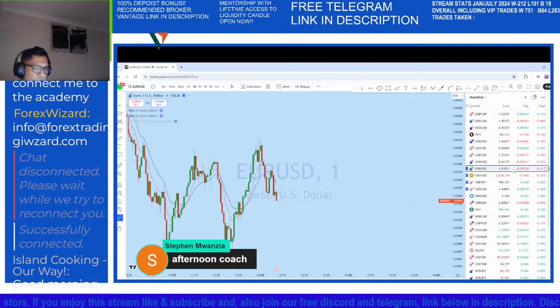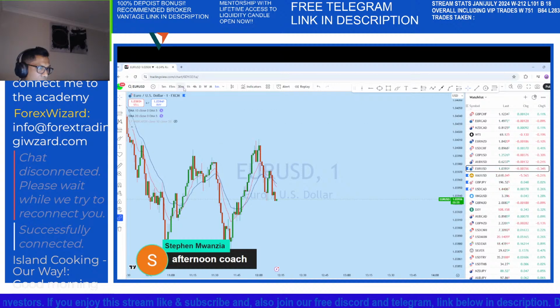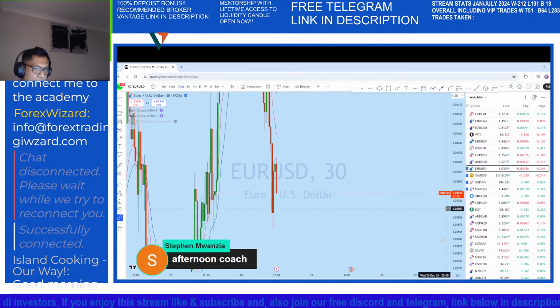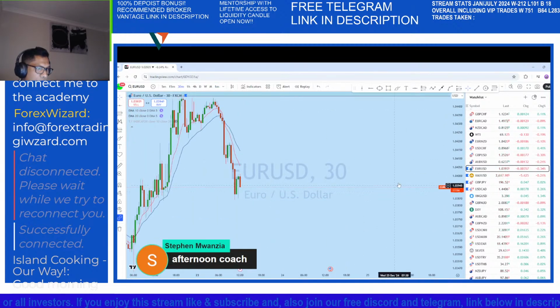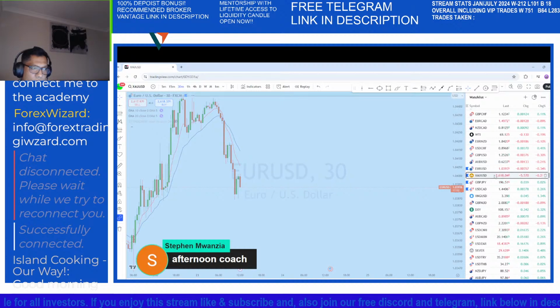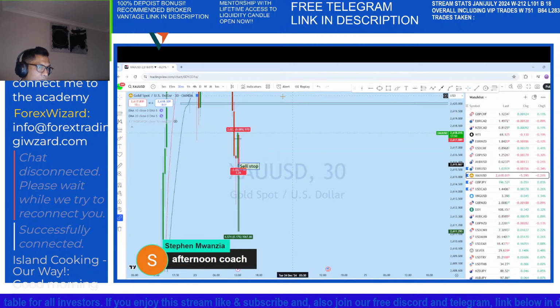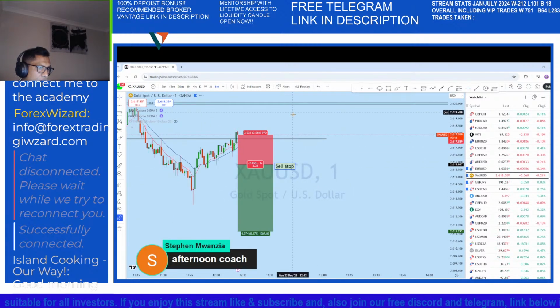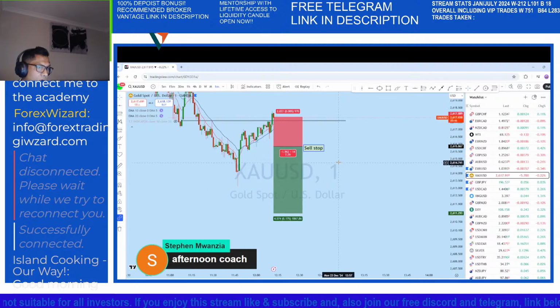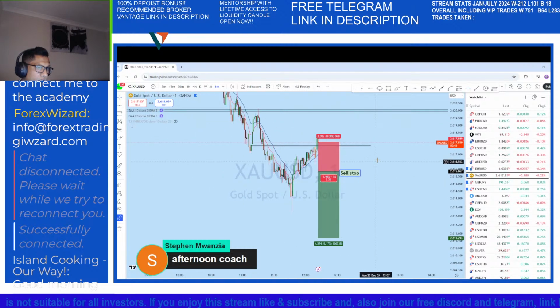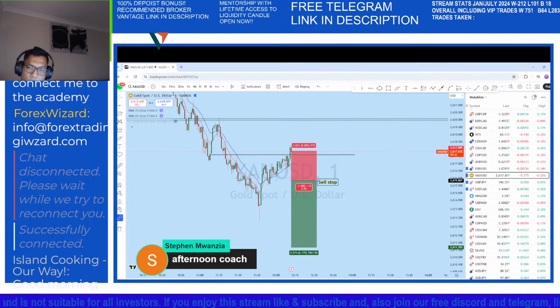In the meantime, we can see some downside on euro dollar as well. Bearish price action on euro dollar, EURUSD. If it continues to drop, we are on the trade, or we will be waiting.